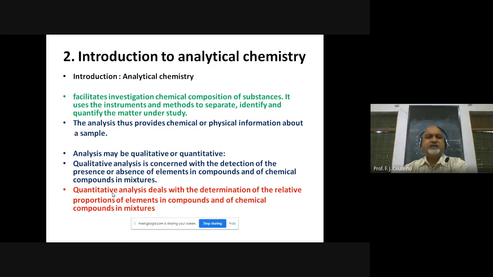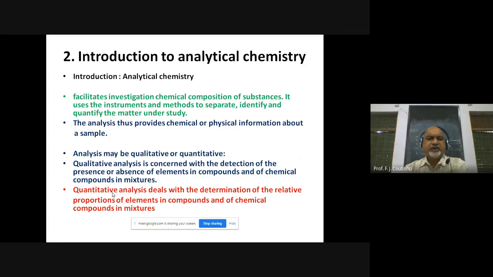Then we have seen the introduction to analytical chemistry. What do you do by analysis? Analysis is of two types, qualitative and quantitative.